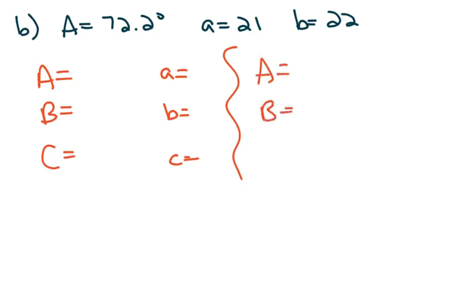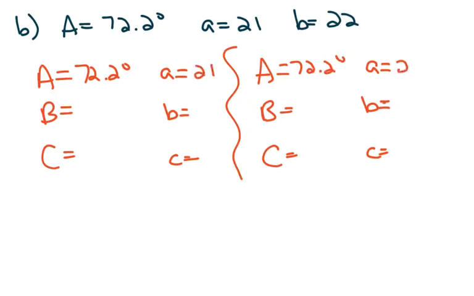The 2 charts will have the same given information. So I'm going to start with 72.2 degrees. Side A is 21 and side B is 22.